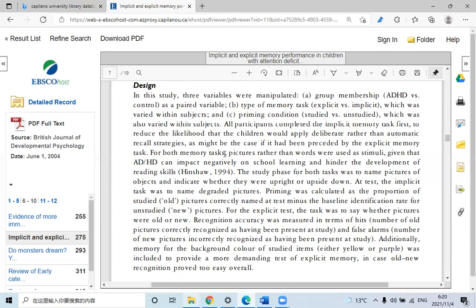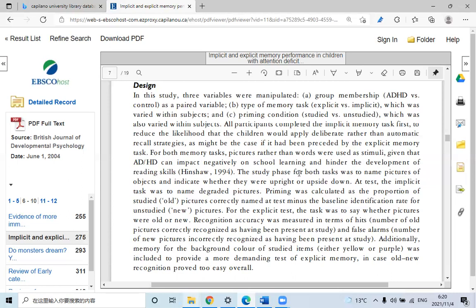For both memory tasks, pictures rather than words were used as stimuli. They asked the kids to view pictures and try to remember pictures. They tested their memories on pictures. Given that ADHD can impact negatively on school learning and hinder the development of reading skills, yeah, they used pictures rather than words in order to avoid the influence of academic or reading ability, basically. The two groups may differ on reading abilities.